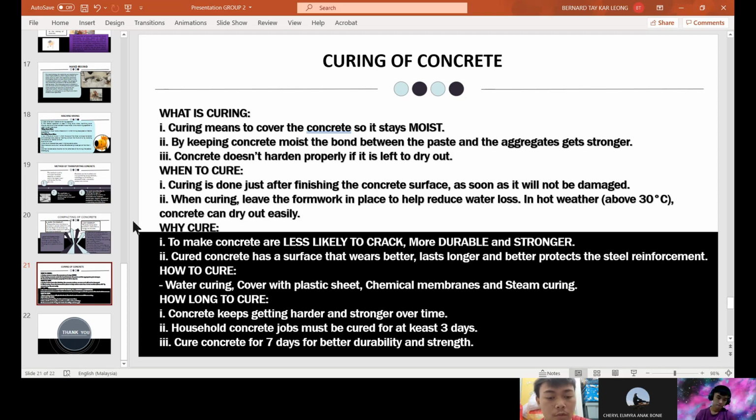How long to cure? First, concrete keeps getting harder and stronger over time. Number two, a concrete job must be cured for at least 3 days. And last one, cure concrete for 7 days for better durability and strength. That's all for me.